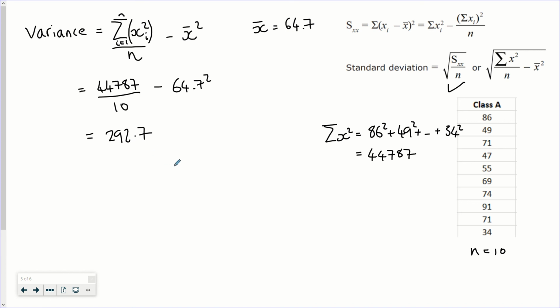And obviously you could work out the standard deviation by square rooting that, like we did before. In the next video, we're going to prove that these two ways of calculating the variance are identical to each other. And then in the video after that, we're going to use our calculators to calculate standard deviation and variance.